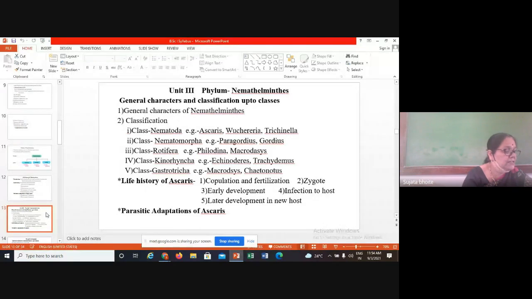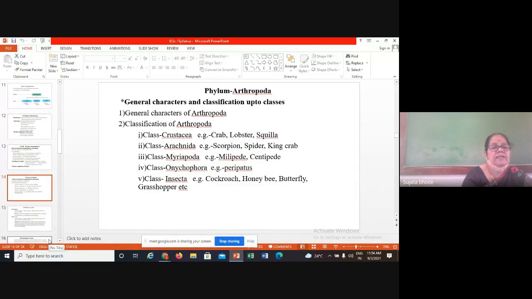There is no change in the Platyhelminthes. Generally these points are present in the old syllabus. And the next point is the unit phylum Arthropoda.